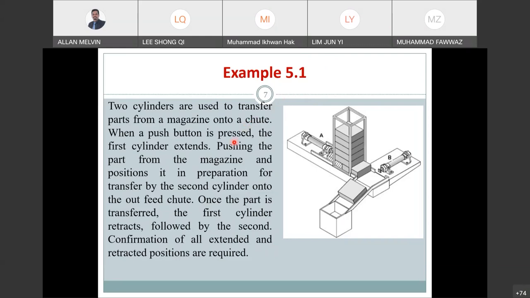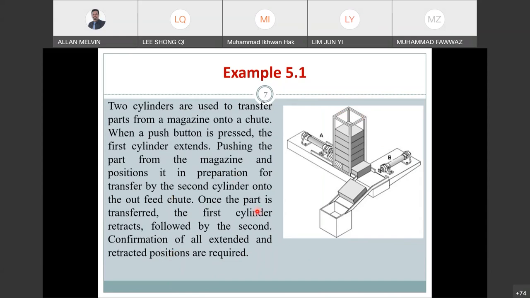Okay. I'll just continue. So confirmation of all extended and retracted positions are required. So why you need to have the confirmation? Because if you don't have confirmation, you cannot start the next sequence. So you need to have a sequence in order to run the operation. So yang tu penting lah.